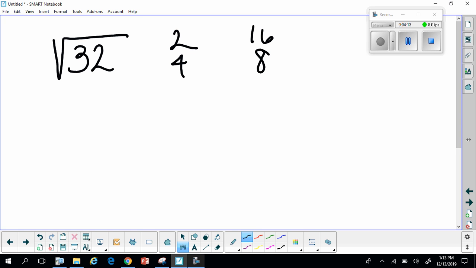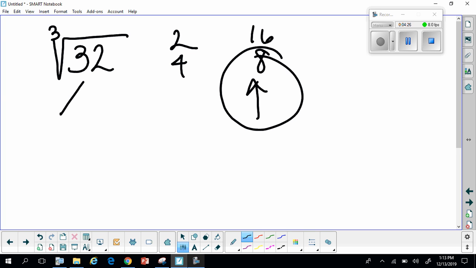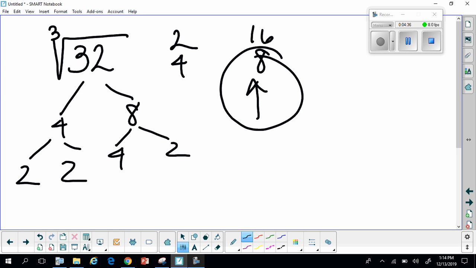That's about it. Now, out of these, which is a perfect cube? Well, that's 8. So I'm going to use that, and don't forget to put that right there. So let's go ahead and break it down by 4 and 8. Again, 2 times 2 makes up 4. 8 is 4 times 2. This 4 here breaks down into 2 times 2.